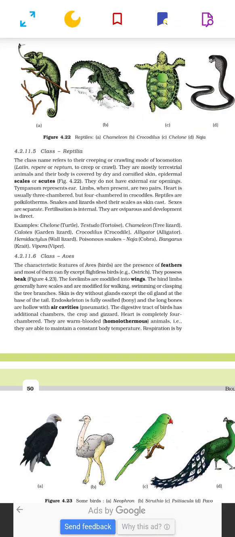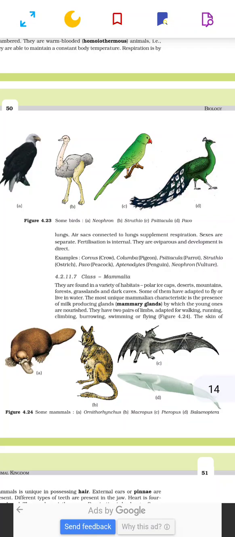Skin is dry without glands except the oil gland at the base of the tail. Endoskeleton is fully ossified or bony and the long bones are hollow with air cavities, that is pneumatic. The digestive tract of the bird has additional chambers, the crop and the gizzard. Heart is completely four-chambered. They are warm-blooded homeotherms, that is they are able to maintain a constant body temperature. Respiration is by the lungs. Air sacs connected to the lungs supplement respiration.